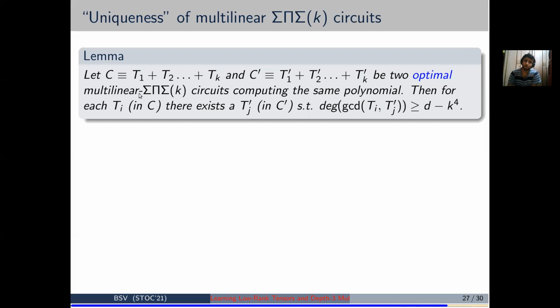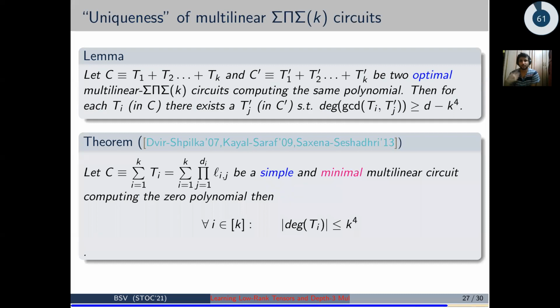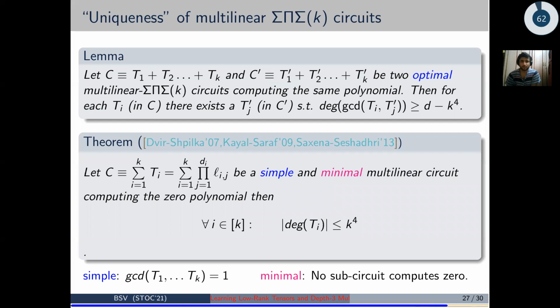What do I mean by that? For each Ti here, there exists a Tj prime. For simplicity, assume there's this one-to-one mapping. Then T1 and T2 are almost the same, barring just constantly many linear forms. So this uniqueness gives a lot of power to work with. And this uniqueness comes from rank bounds, which is an essential tool people devised for studying PIT questions for depth-three circuits. I won't go into detail.